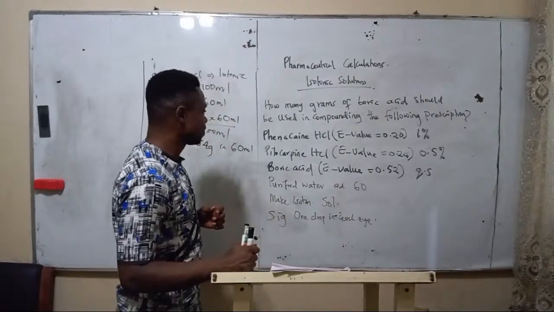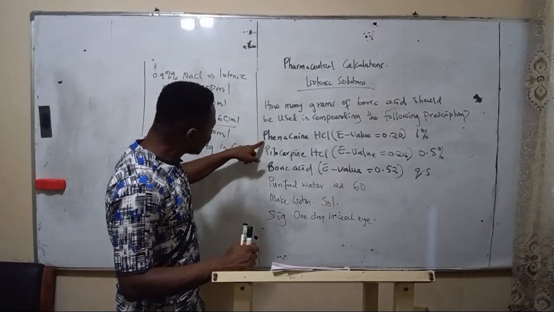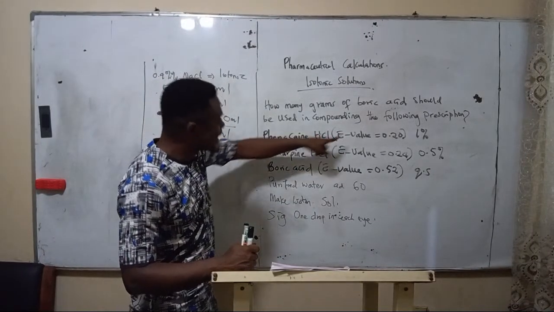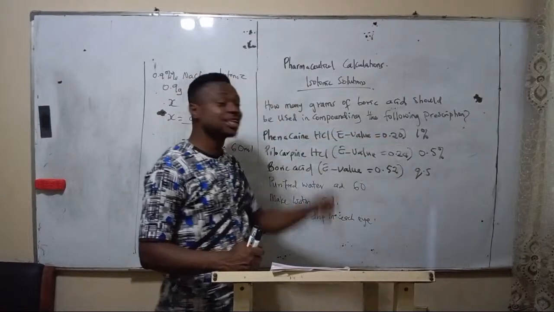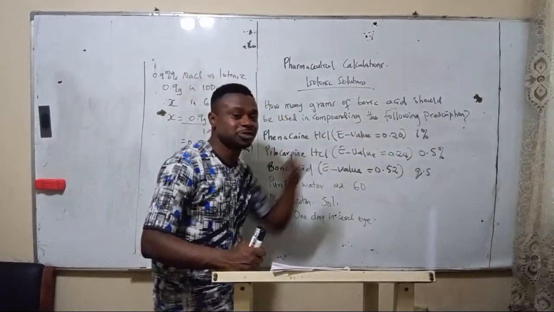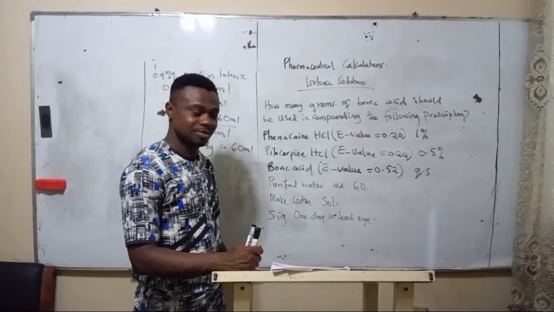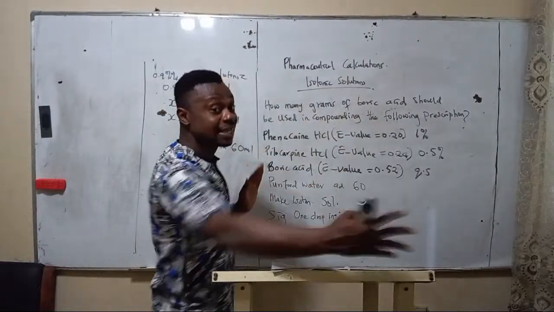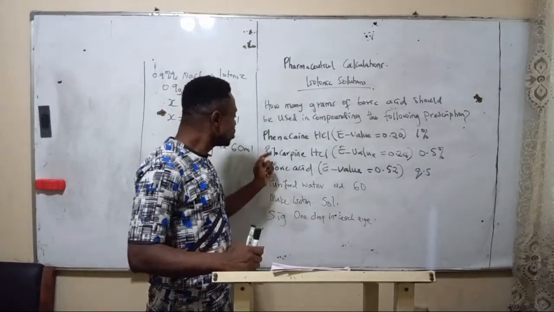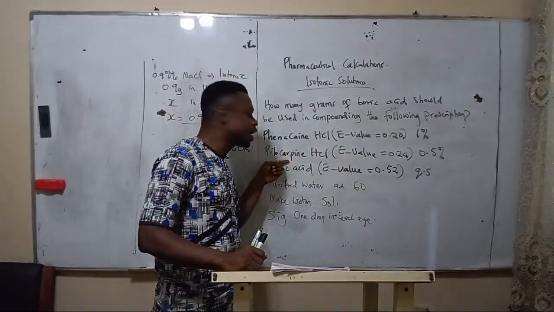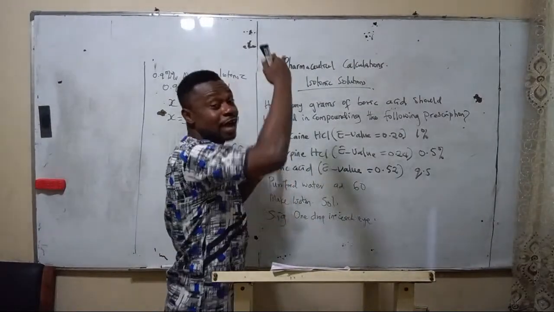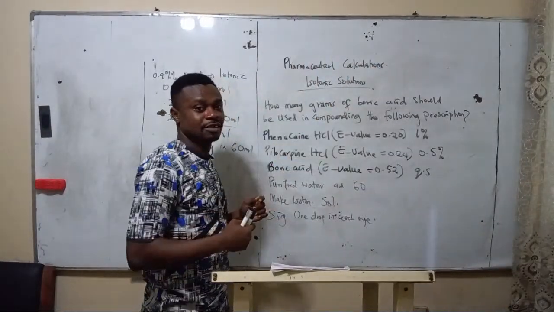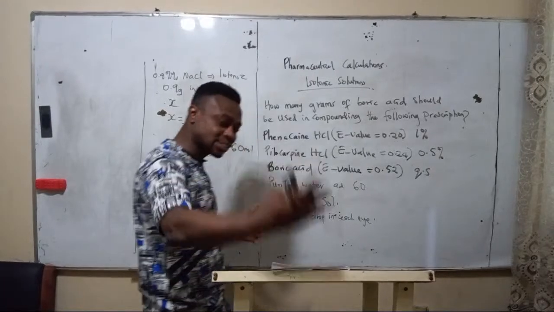Now, phenacaine hydrochloride, 1%, has a sodium chloride equivalent of what? 0.2. We use the sodium chloride equivalent of phenacaine to move it to sodium chloride. We use the sodium chloride equivalent of pilocarpine to move pilocarpine hydrochloride to sodium chloride. We find its equivalent as sodium chloride.